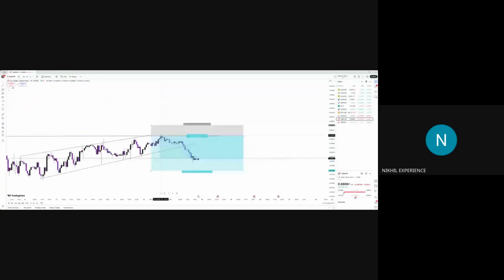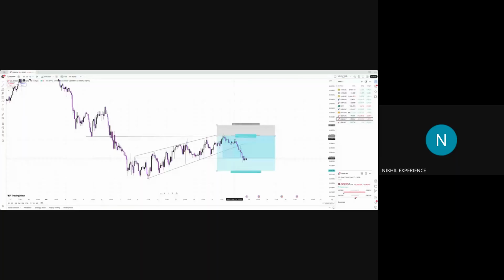Let's see. Oh, here's a hanging man at the top of this support. And what do we see? We see price dropping after the hanging man formed. Perfect. Using just candlestick confirmation.